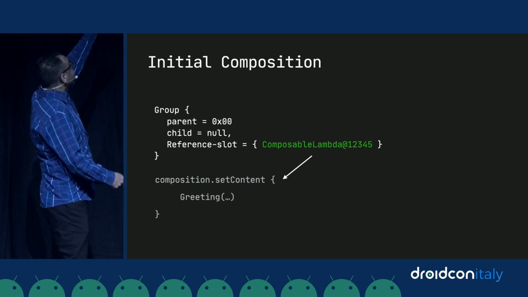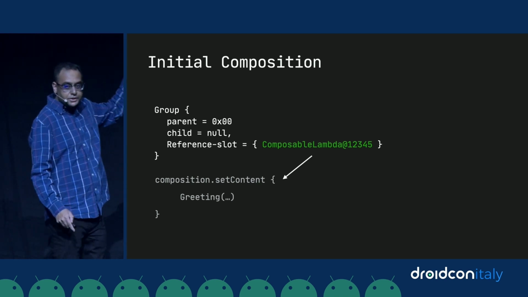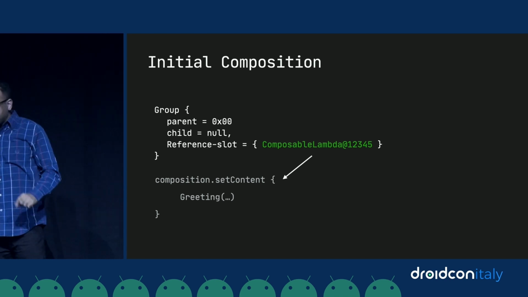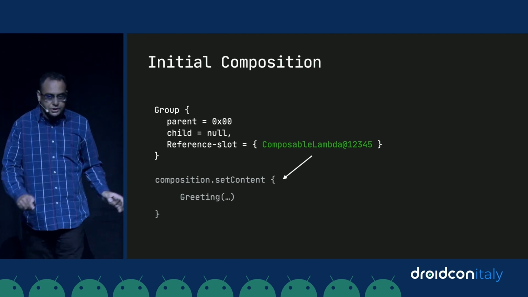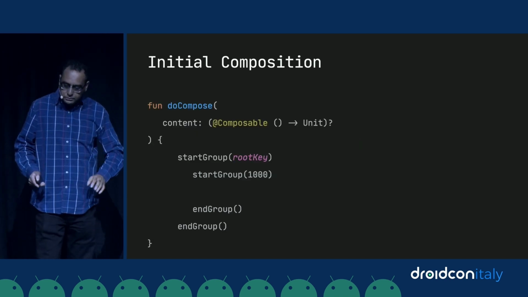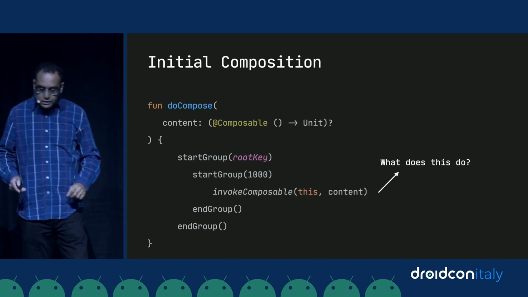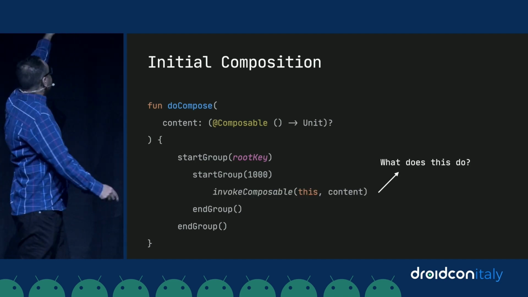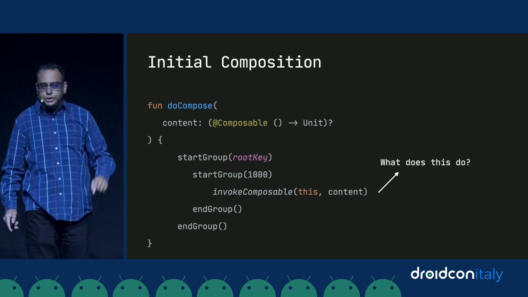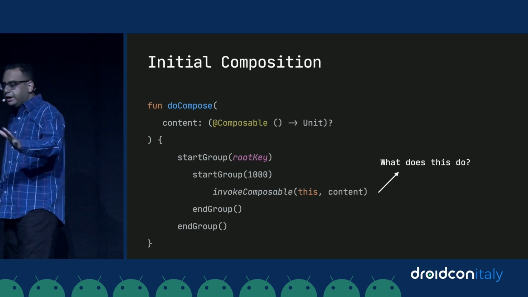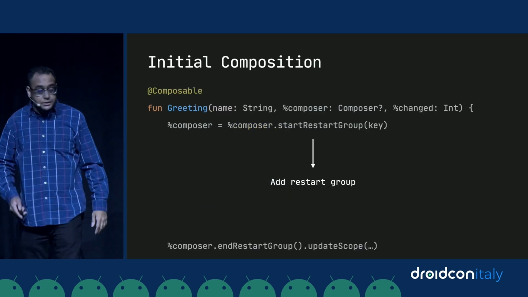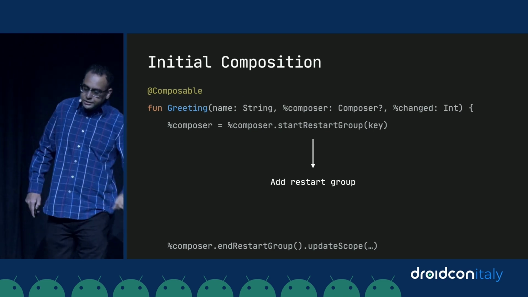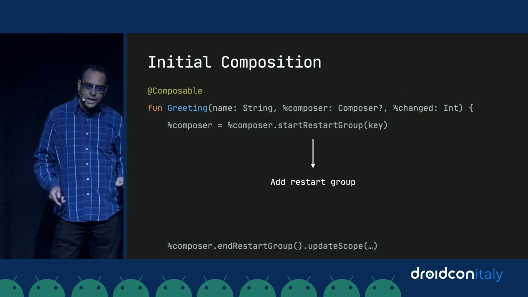So this right here, set content, is a function type. And what it does internally is that it creates an instance of a class called composable lambda, which is a function type. And the next thing that it does, and this right here is important, invoke composable. This right here is the entry point into your code, into that code that gets generated. When that gets called, this thing starts to execute. When this executes, this is where the magic happens.